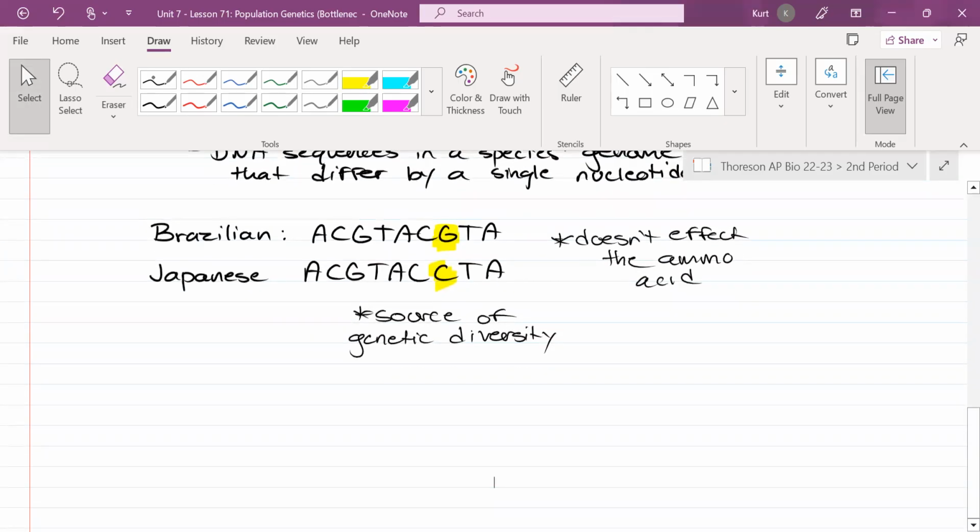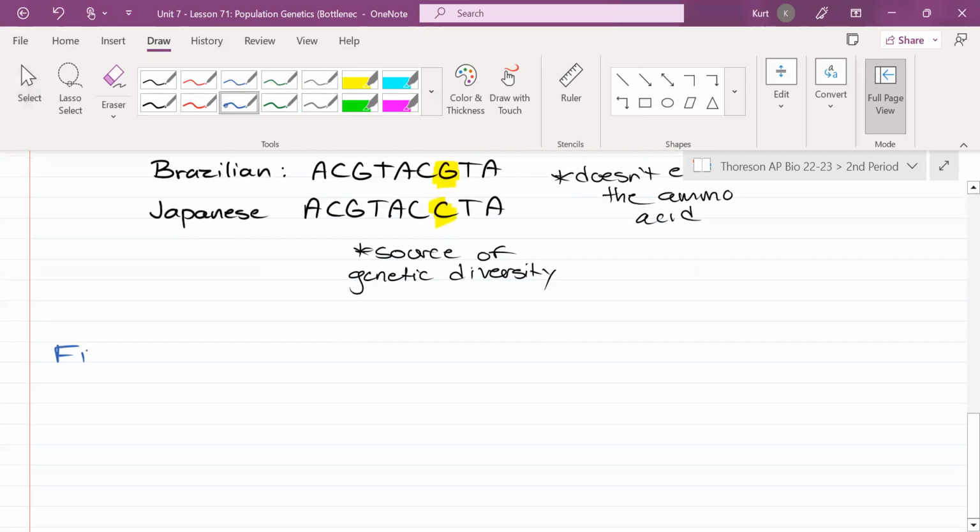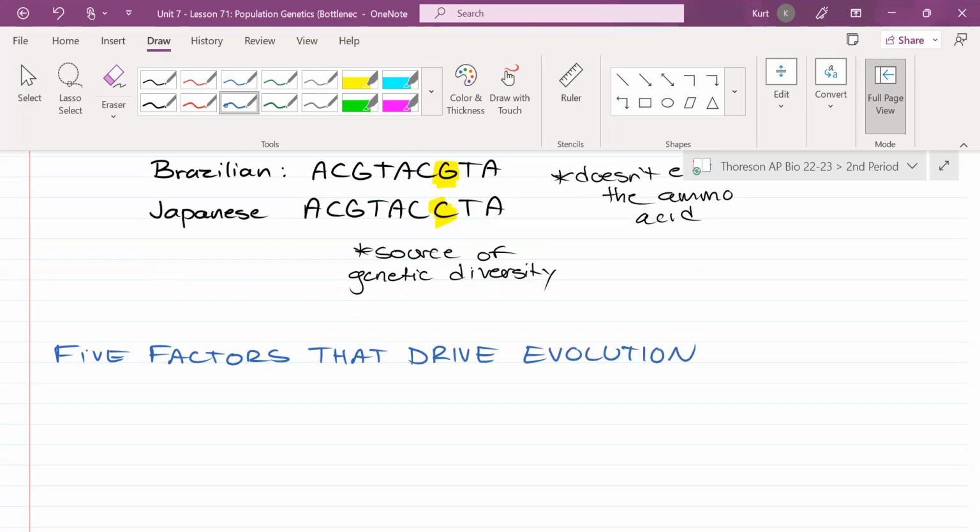Are there any questions about this with population genetics? If there are none, then let's move on to the second part of my lesson for you guys today. The 5 factors that drive evolution. And this is kind of a preview for Hardy-Weinberg. That is that big equation that you'll need to definitely understand starting next week.